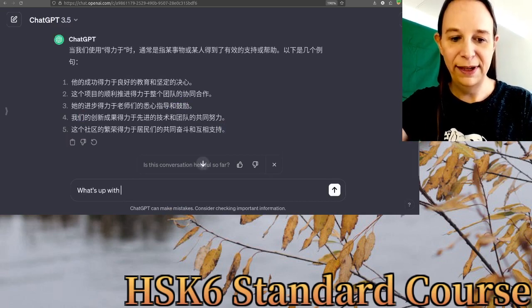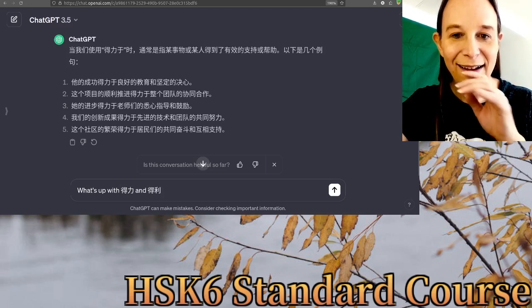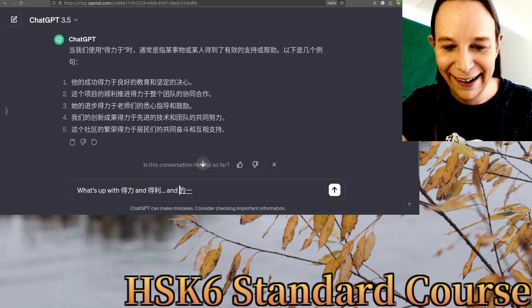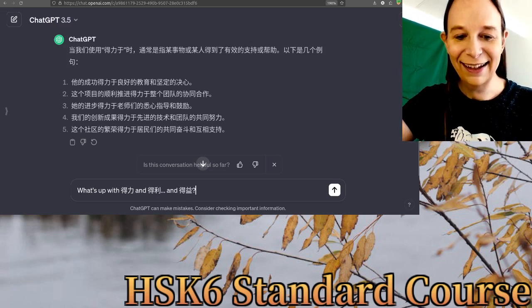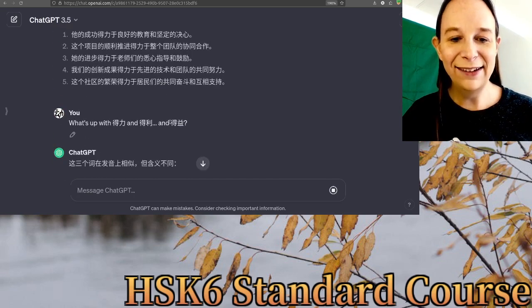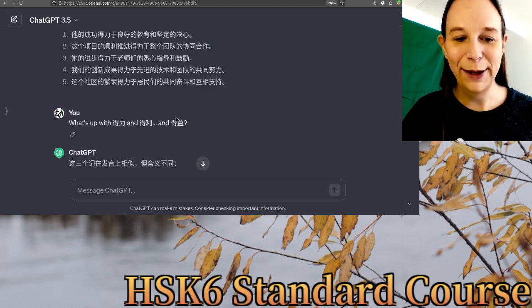What's up with 得力 and 得力? Oh, and there's one more. And 得意. Yeah, there's three of them in there. Yeah, I use this one, 得意. Actually, that's the one I use. 得意.